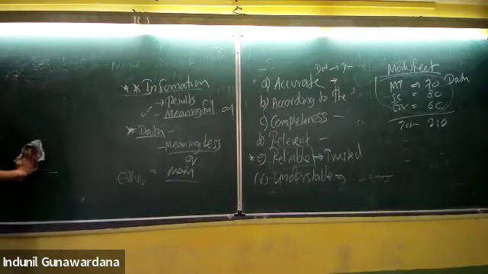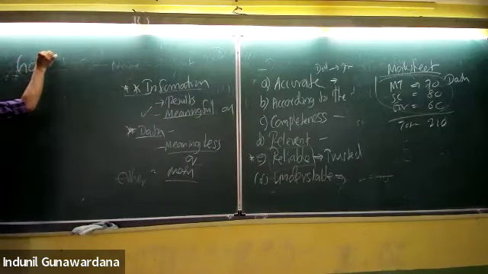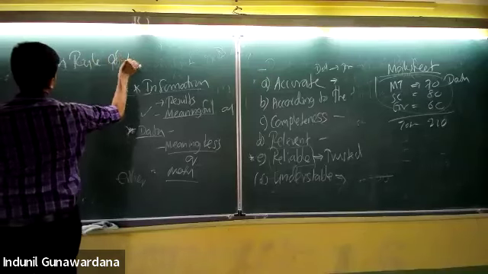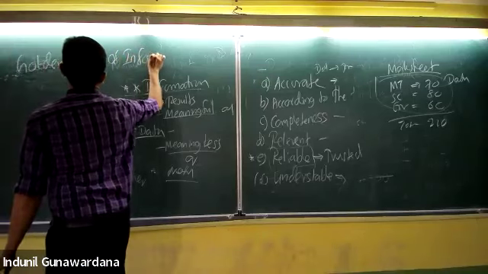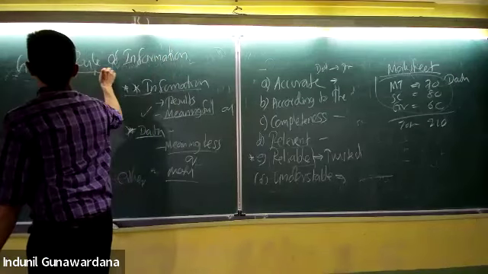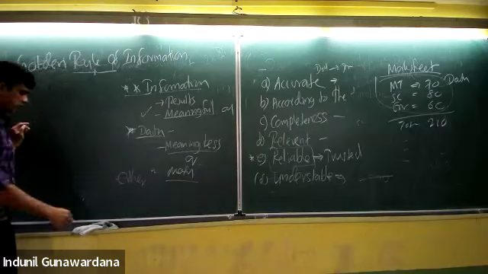Defining a small rule called the golden rule of information. That's the next subtopic, golden rule of information.